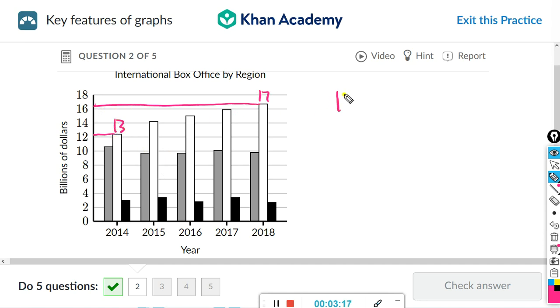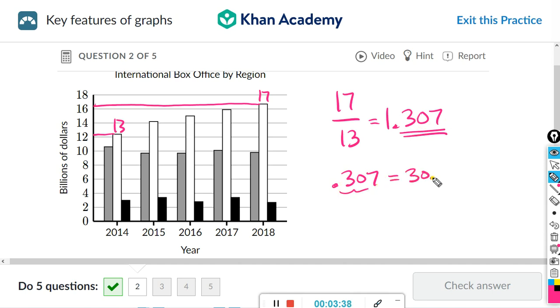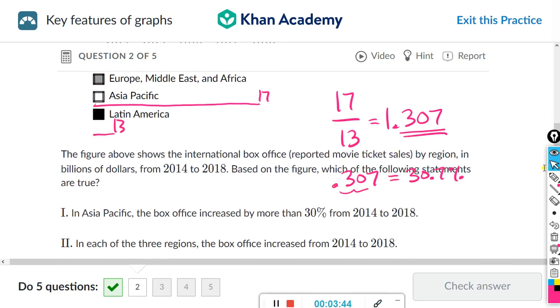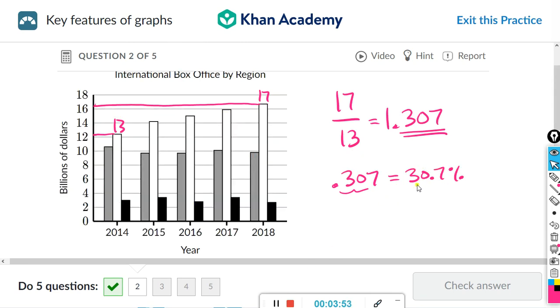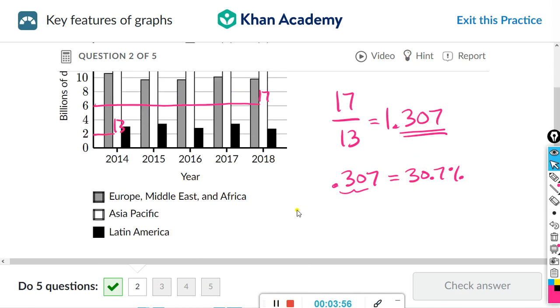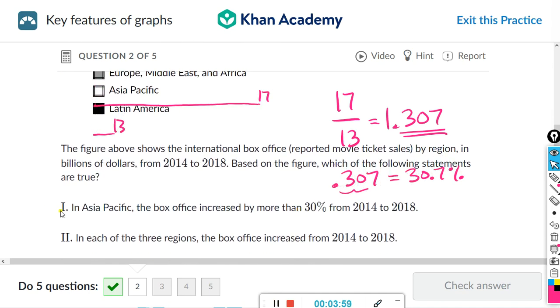If we divide 17 by 13, I get 1.307. So this is the percentage that it increased by. 0.307, if you move the decimal over 2 places, is 30.7%. So they're asking if the box office increased by more than 30%. I'm going to say yes, but just barely. They shouldn't have made the numbers that close. But I'm going to say yes for Roman numeral 1.